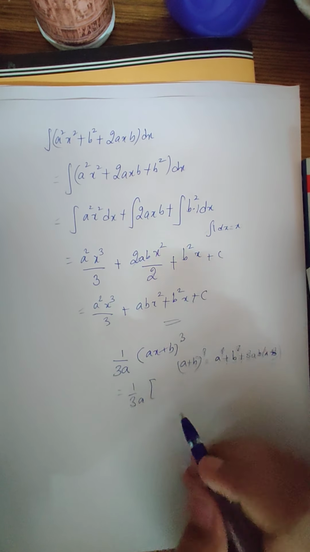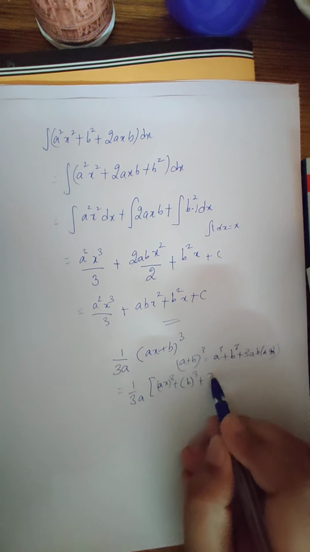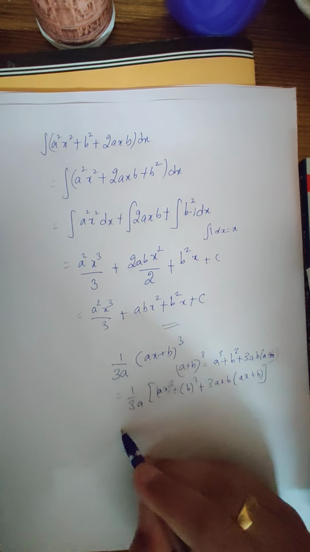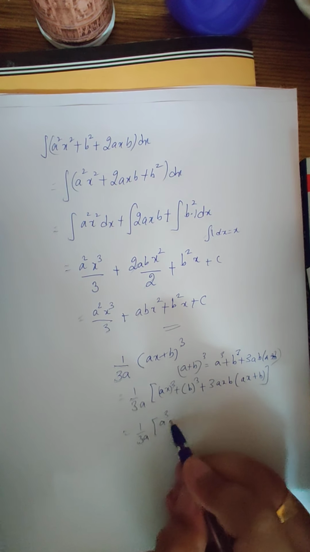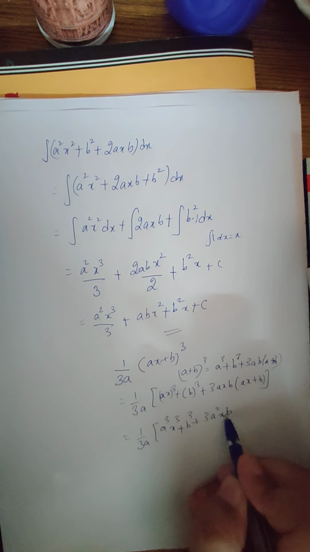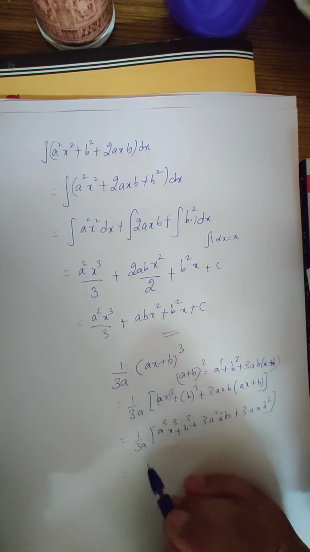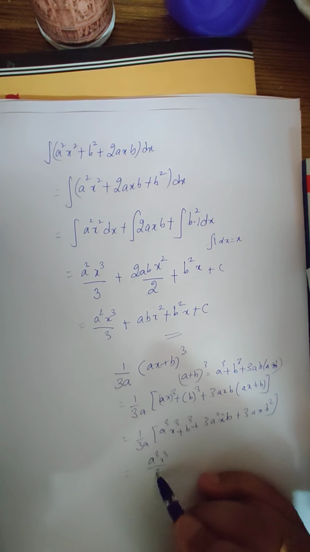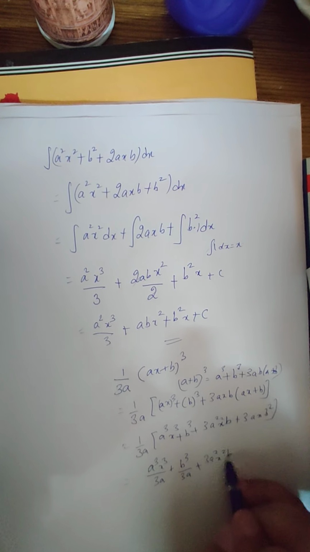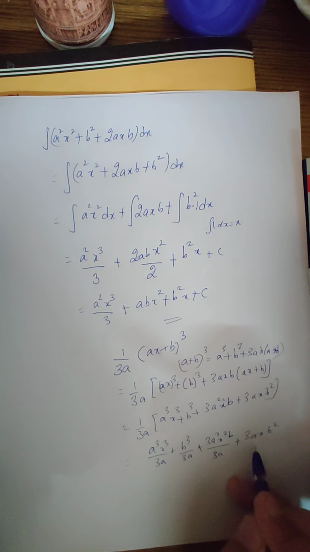So here we have ax cube plus b cube plus 3axb into ax plus b. So that will be 1 by 3a of a cube x cube plus b cube plus 3a square x square b plus 3ax b square. When I simplify, I'll have a cube x cube divided by 3a plus b cube by 3a plus 3a square x square b by 3a plus 3ax b square by 3a.